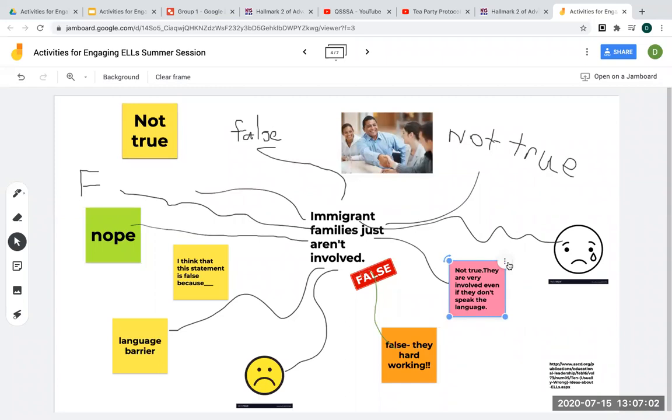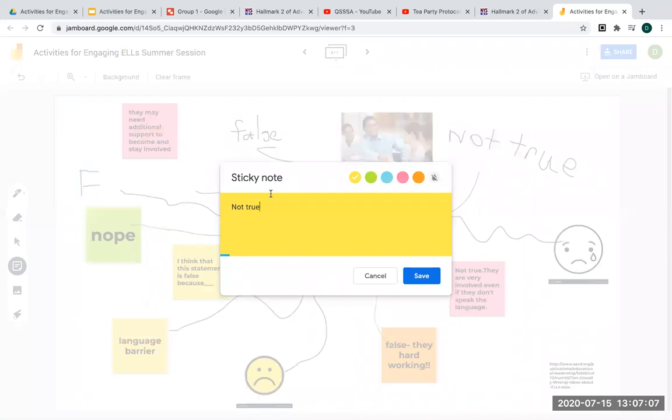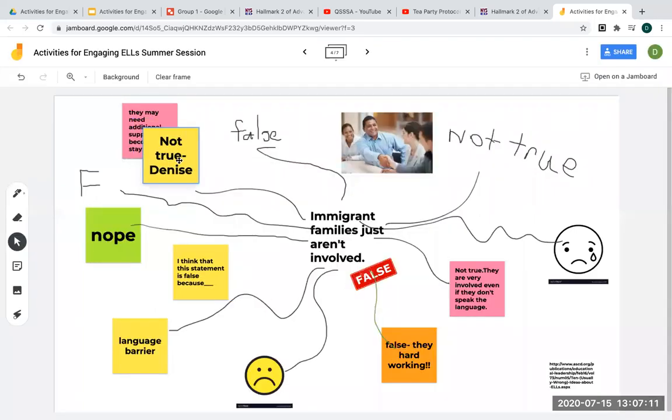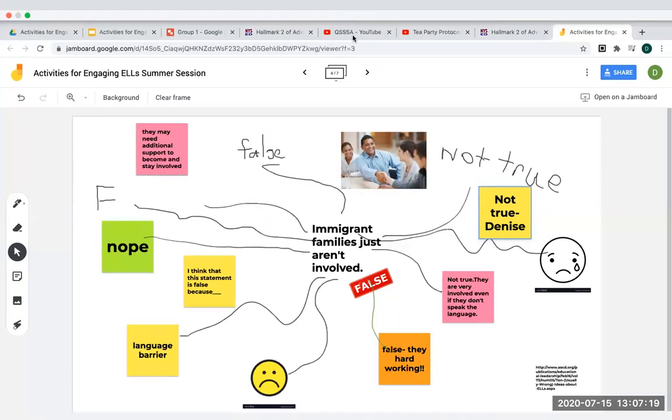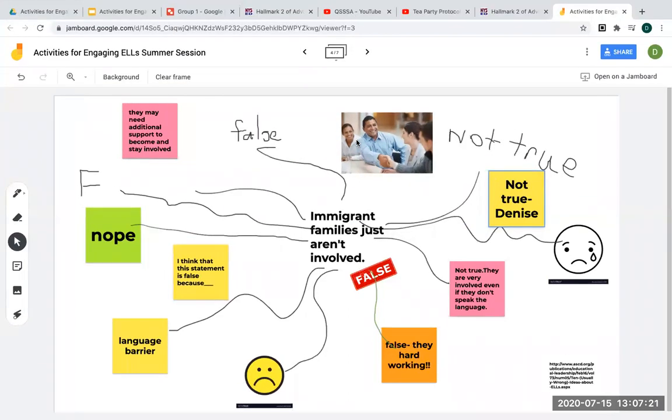It does disappear though. So what I would recommend is if you're using this as an assessment, that you have students get used to writing their names so that you're able to assess and have conversations and give feedback to different students. So, that's one way that you could still have that collaborative conversation using the strategy, the text graffiti, but using something more virtual.